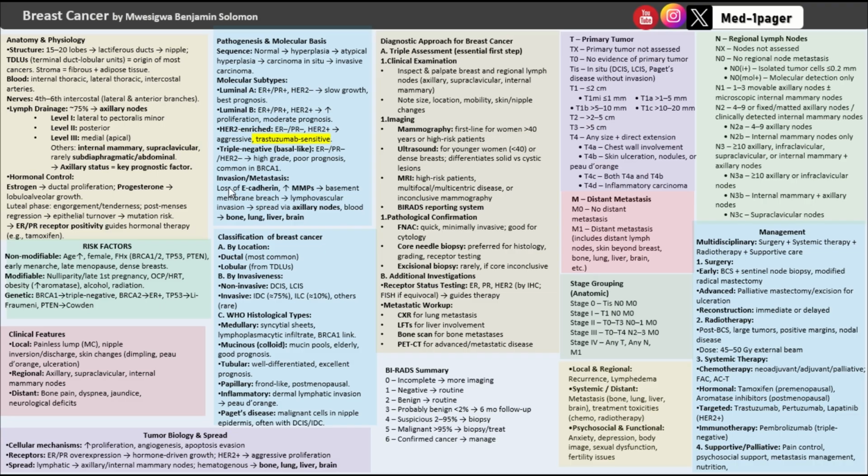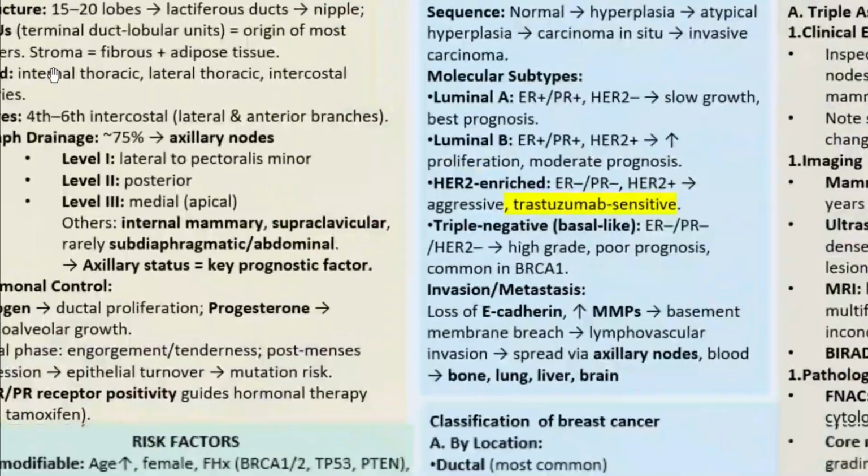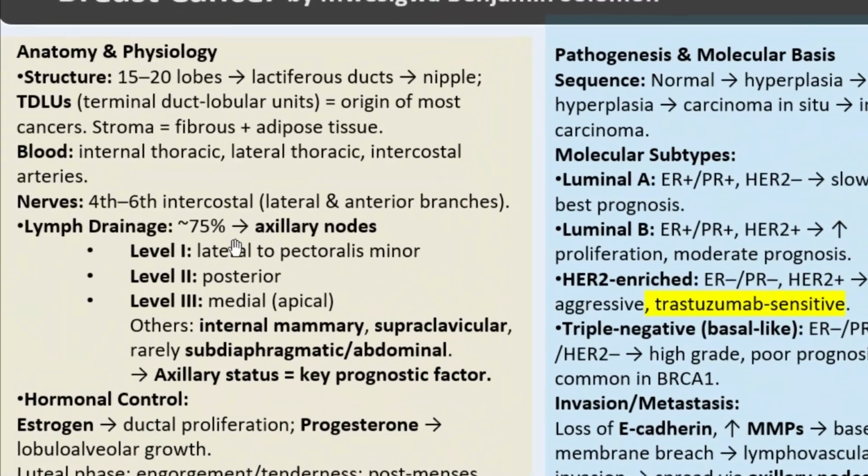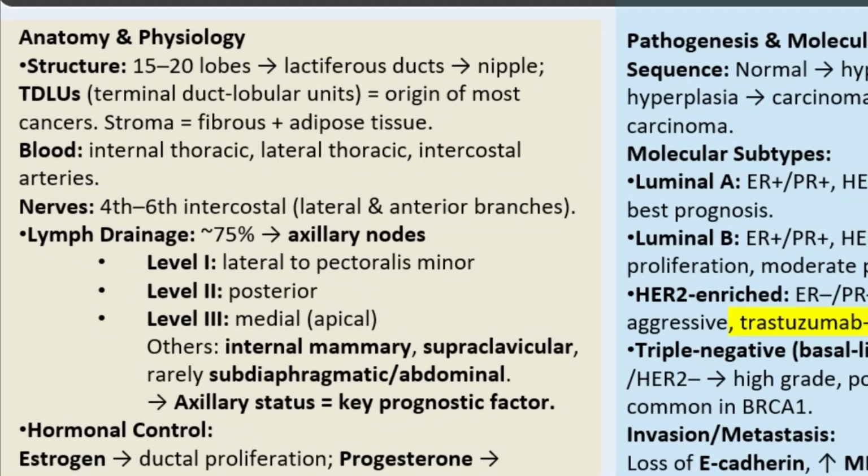So looking at the anatomy and the physiology of the breast, this is very important to understand because it gives you a picture of how breast cancer is going to start and how it's going to spread. So we begin with the anatomy of the breast in relation to breast cancer.